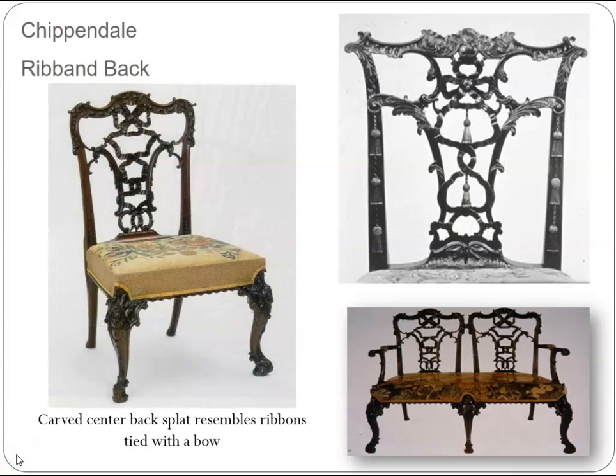This is a Chippendale ribboned back chair, and this would be something that we would see probably in the French style, because remember that ribbons were very popular in the French Rococo style. You can see that the carved center back resembles those ribbons, and then we also see that it's tied with a bow in the center.